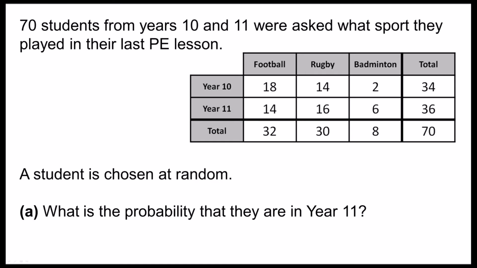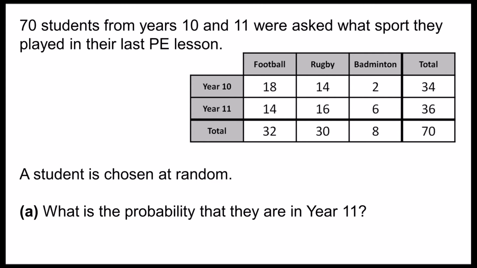In this second part of the video, we're going to look at how to calculate probabilities from two-way tables. In the examples that we're looking at, 70 students from years 10 and 11 were asked what sport they played in their last PE lesson, and the data is shown in the two-way table.